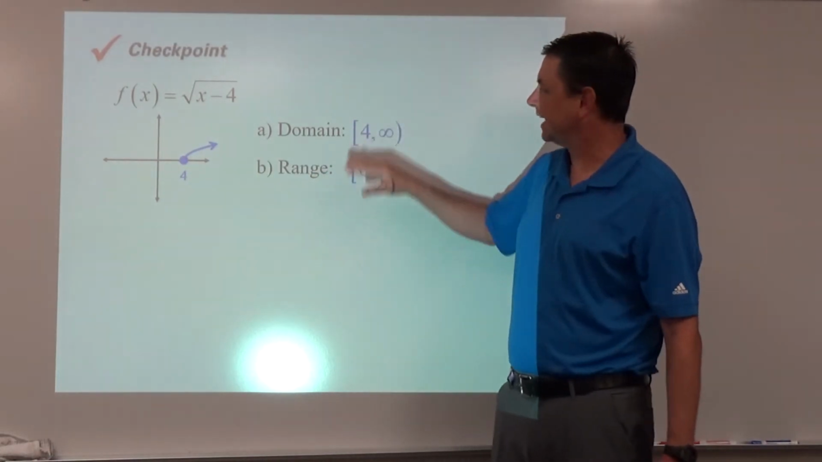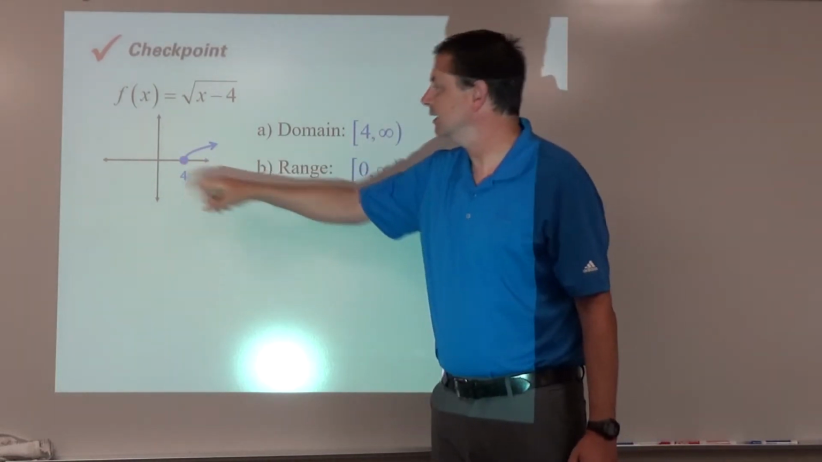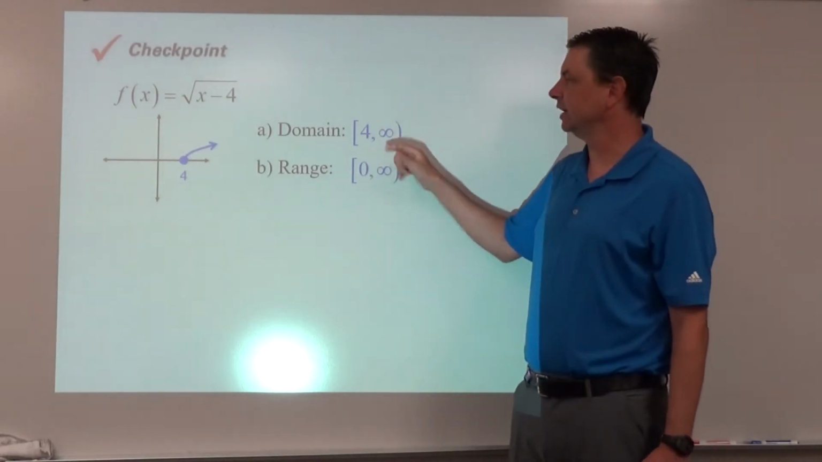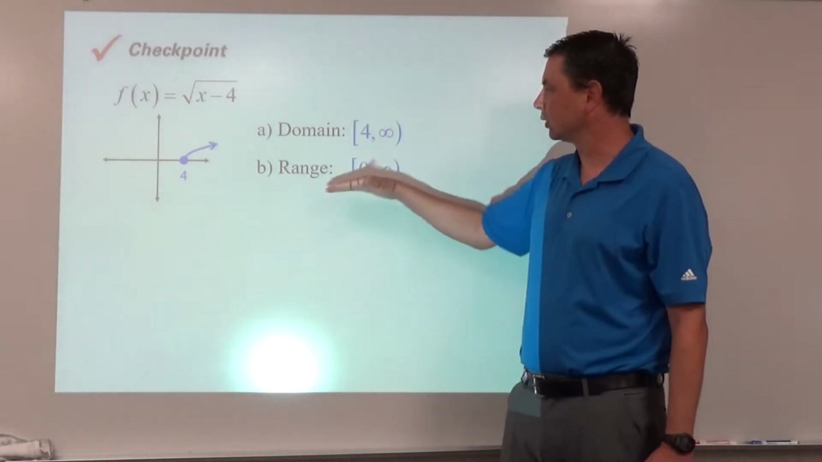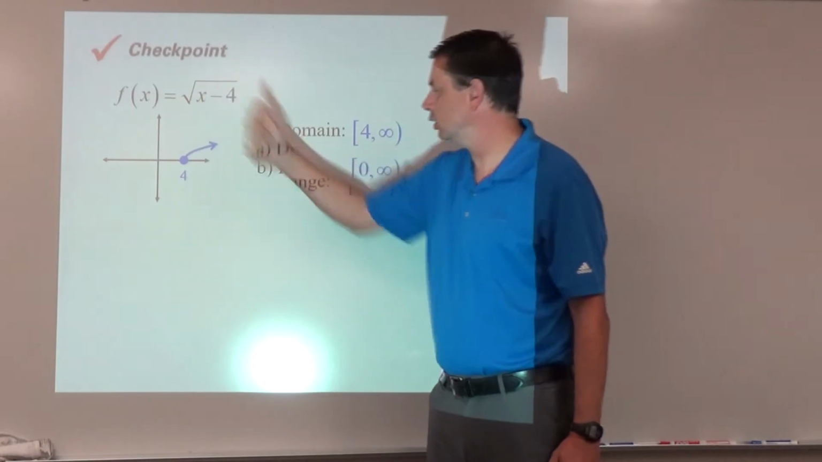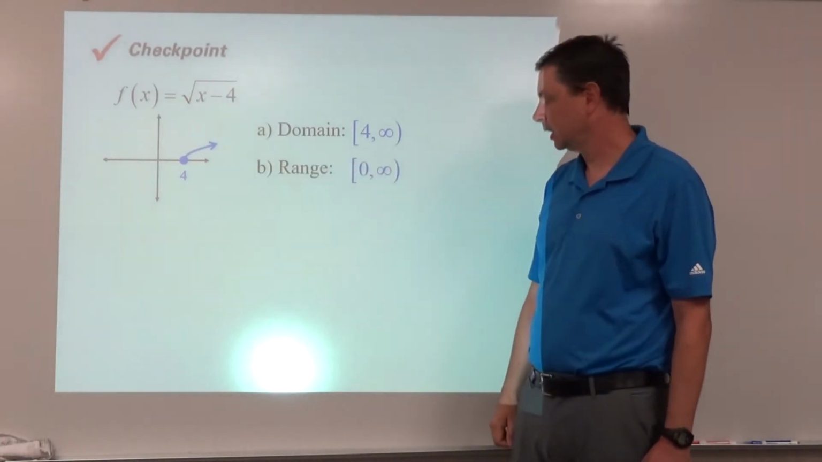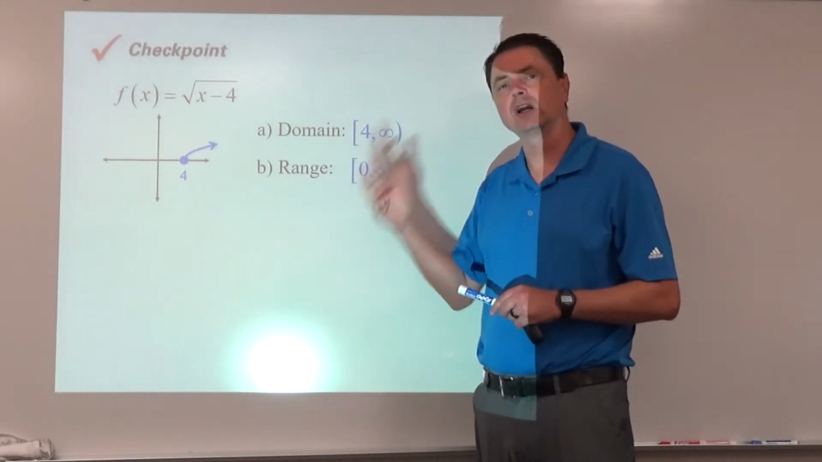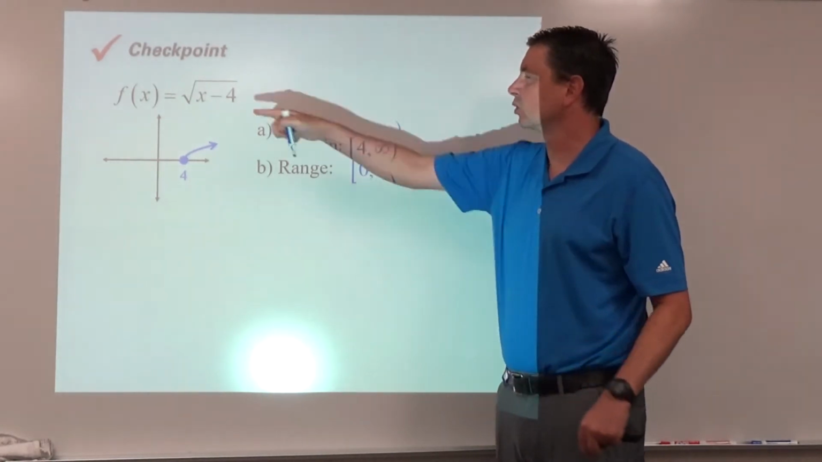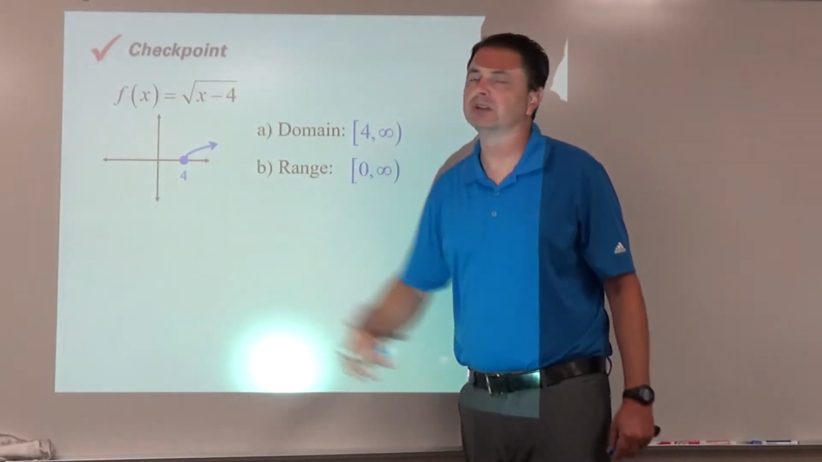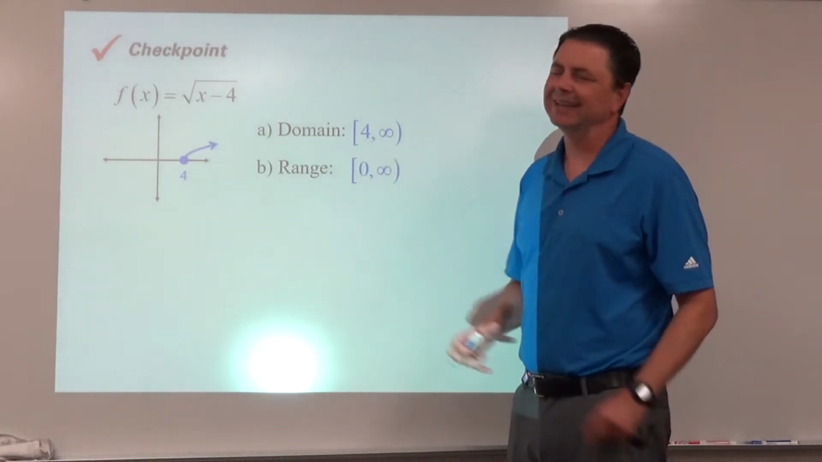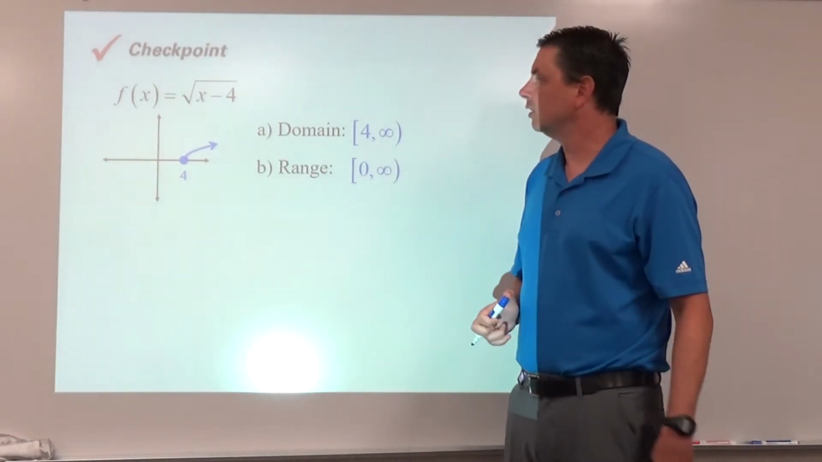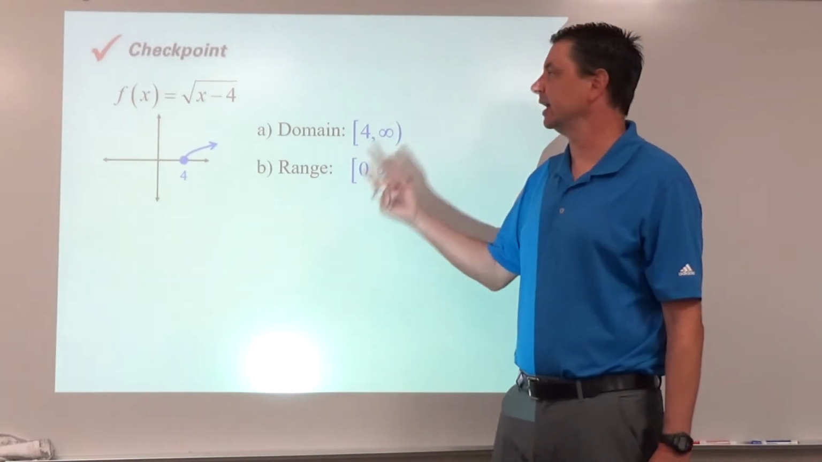So according to that graph, the domain is bracket 4, comma, infinity, going to the right forever, and the range starts at 0 and goes up forever. Another way, algebraically, we could have thought about this, and we talked about this previously, is that in terms of a real number graph here, we're only allowed to take the square root of non-negative things, positives and 0.